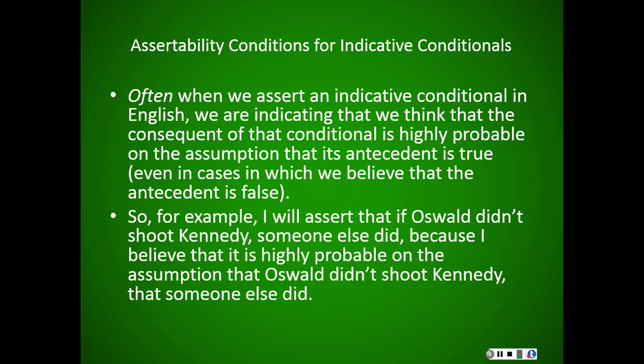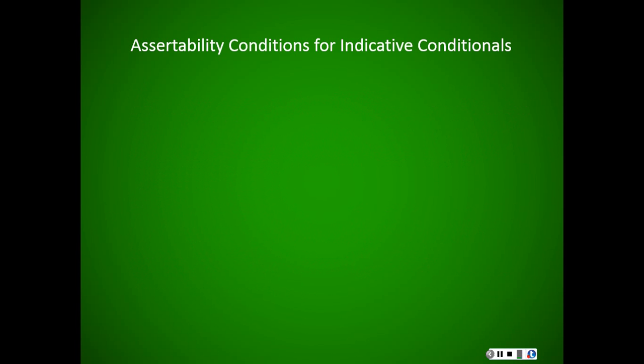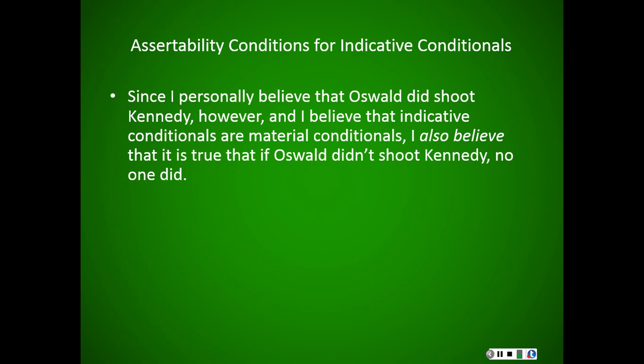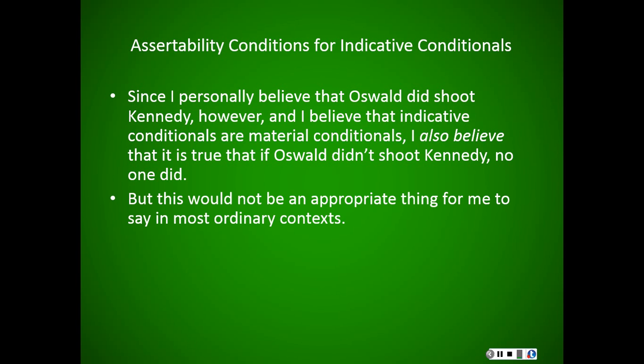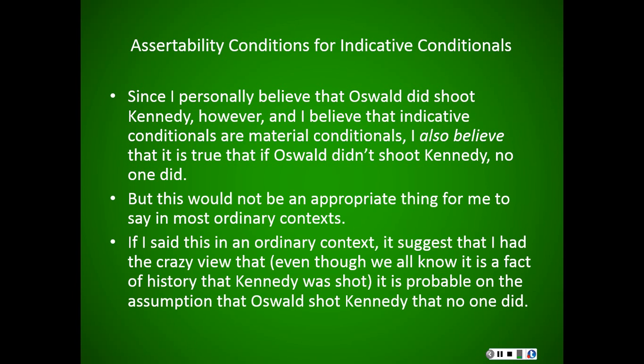So, for example, I will assert that if Oswald didn't shoot Kennedy, someone else did, because I believe that it's highly probable on the assumption that Oswald didn't shoot Kennedy that someone else did. So I'm willing to assert that conditional. Now, I personally believe that Oswald did shoot Kennedy, and I believe that indicative conditionals are material conditionals. So I also believe that it is true that if Oswald didn't shoot Kennedy, no one did. I think that's true, but this wouldn't be an appropriate thing for me to say in most ordinary contexts.